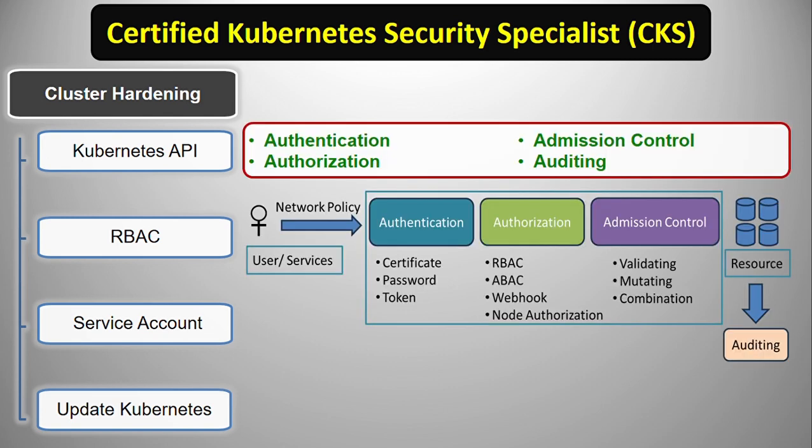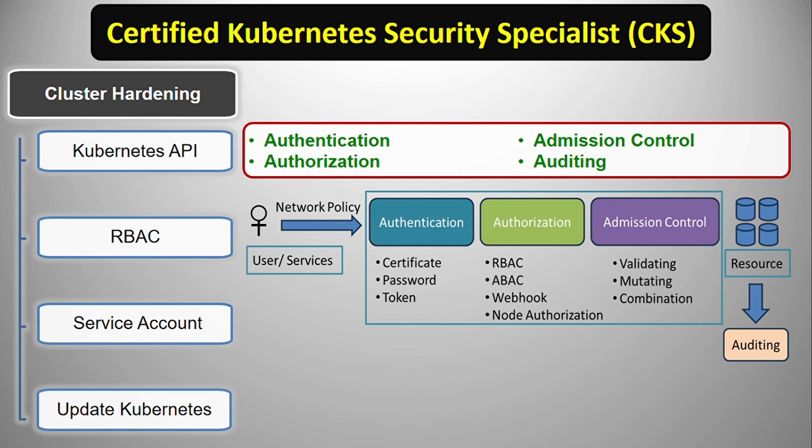First, the object is made accessible through a network policy. Authentication process can be completed through a client certificate, password, or token. Kubernetes supports multiple authorization modules such as attribute-based access control, role-based access control, and webhook. We normally use role-based access control for authorization.